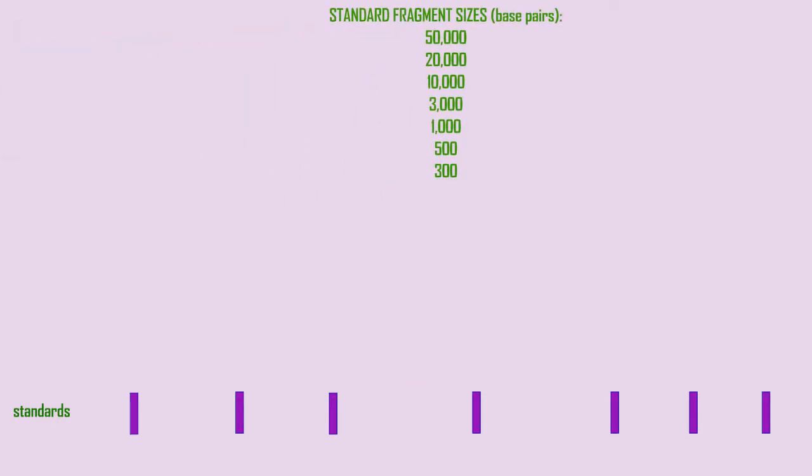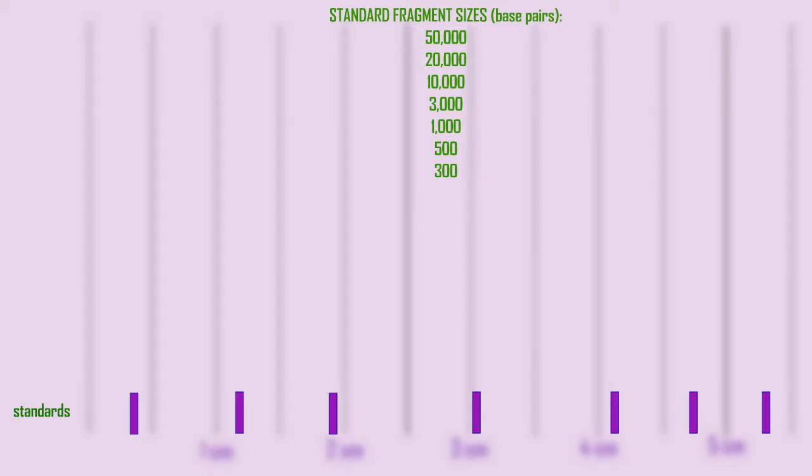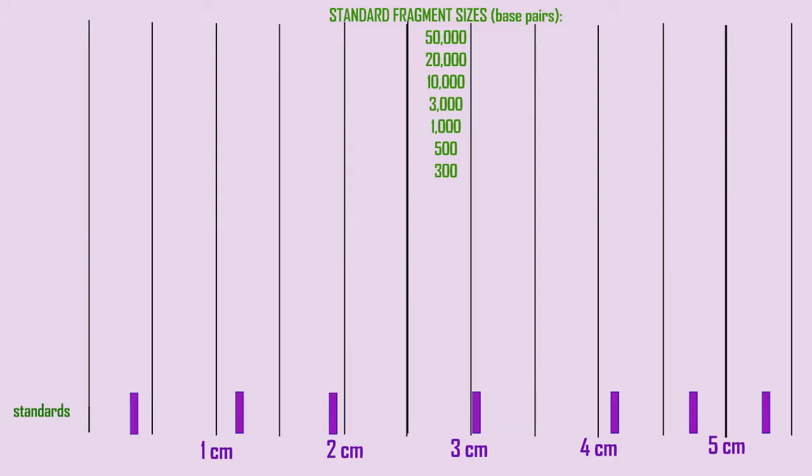Let's imagine we run a gel where different lanes have different samples with differing numbers of fragments. And in the first lane, notice that a standard has been run. We purchased a sample which would provide us DNA fragments of known sizes. So it is known that we should have fragments of 50,000 base pairs, 20,000, 10,000, 3,000, 1,500, and 300 base pairs. This was provided in the information when we purchased this sample that we ran in the first lane.